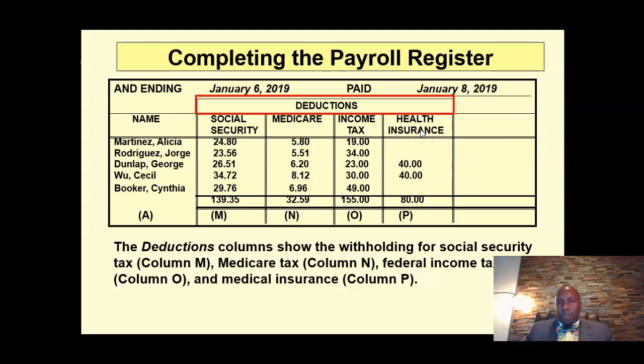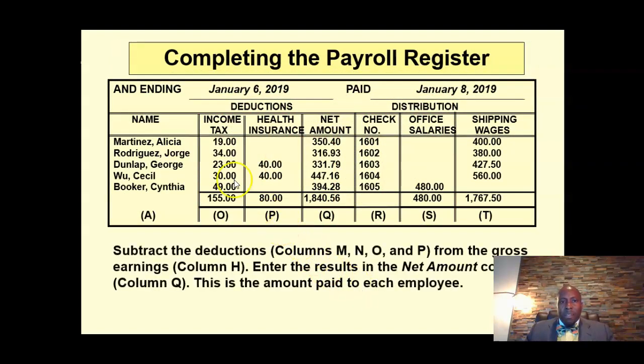Health insurance will be an example of what's known as a voluntary deduction. This will be given to you for each problem. If they're paying health insurance, life insurance, or money going to their retirement account, that will be given to you for each problem in the textbook. So you're going to deduct all those deductions from your gross pay to get the employee's net amount, which is also known as your take-home pay.